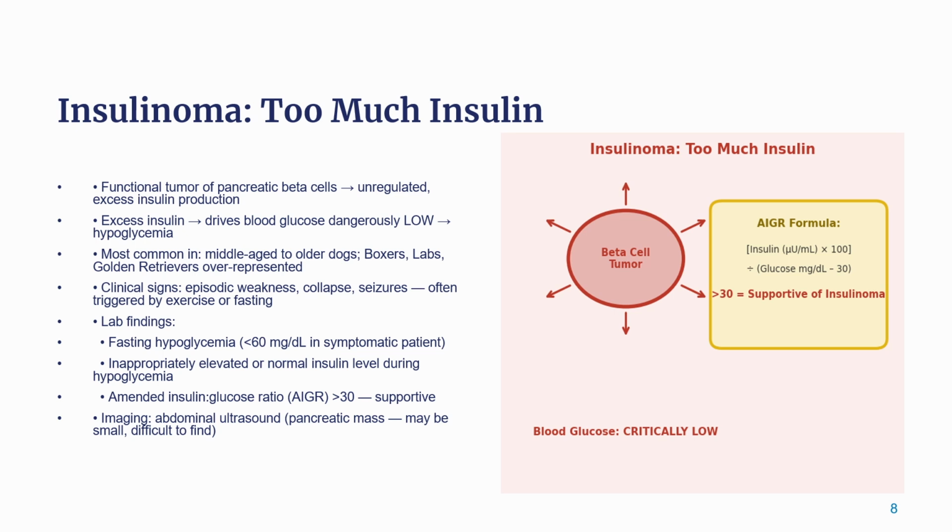If a patient has low blood glucose, insulin should also be low because normal beta cells suppress insulin production when glucose drops. If insulin is inappropriately normal or elevated during hypoglycemia, that's very supportive of an insulinoma. The amended insulin to glucose ratio formalizes this relationship. Ultrasound may or may not find the mass. Insulinomas can be very small, and exploratory surgery with careful palpation of the pancreas is often needed.